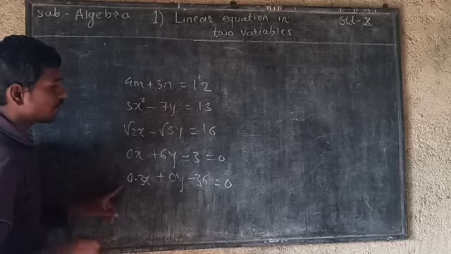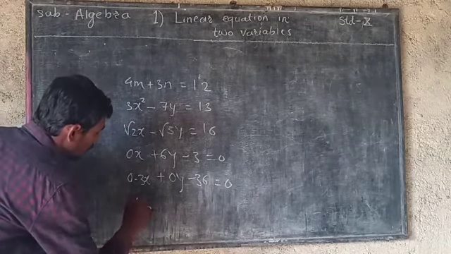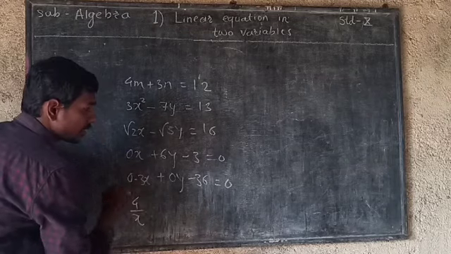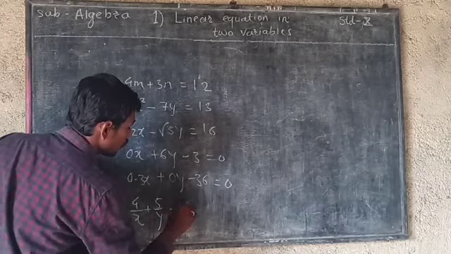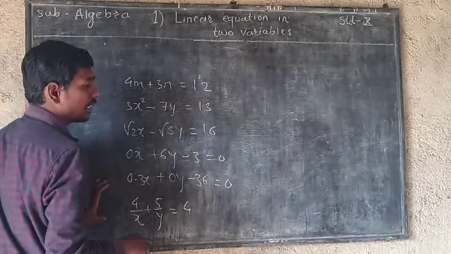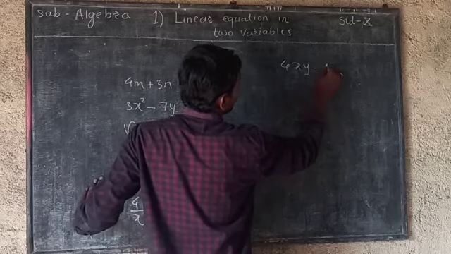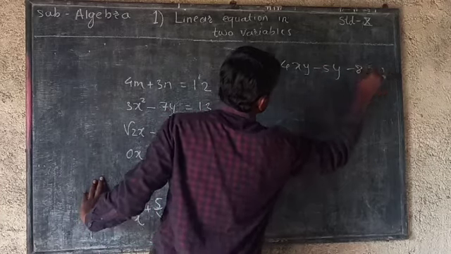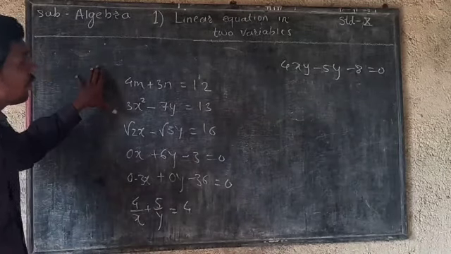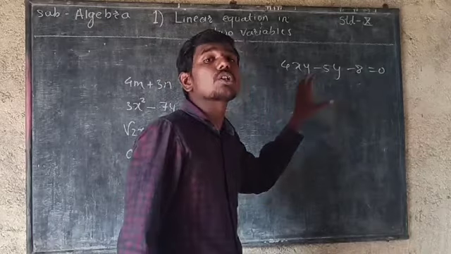This is the fifth equation. Now the sixth equation is 4 upon x plus 5 upon y is equal to 4. And the last equation is 4xy minus 5y minus 8 is equal to 0. Those are the 7 questions which are given to identify whether each is a linear equation or not, right?